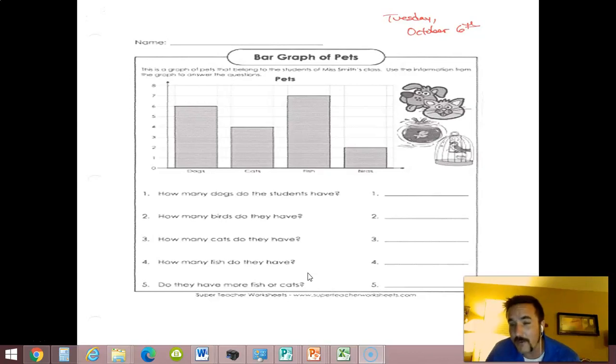Hey, bar graphs aren't going away because the next 2 days are going to bring line graphs and bar graphs together and get a little bit more data about them.